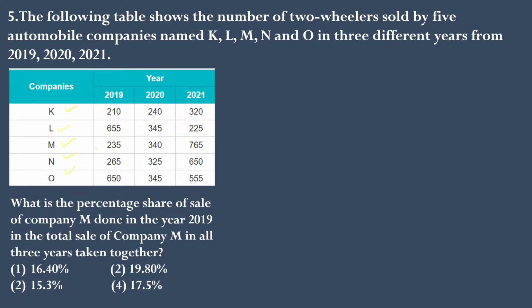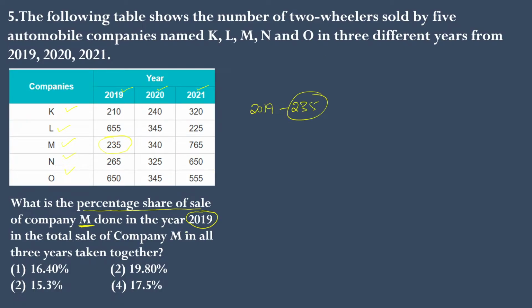In the 3 different years, that is 19, 20, 21. So what is the question here? Here the question is, what is the percentage share of sale of company M done in the year 2019? In the year 2019 it is 235.